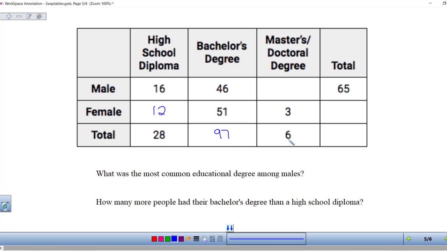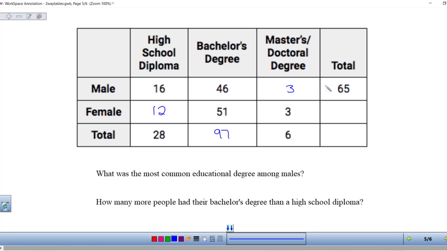This time we have the total of 6. We have the females of 3. That means how many males must there be? 6 minus 3, 3. I could have also found this by doing 65 minus 46 minus 16. I should get the same thing.